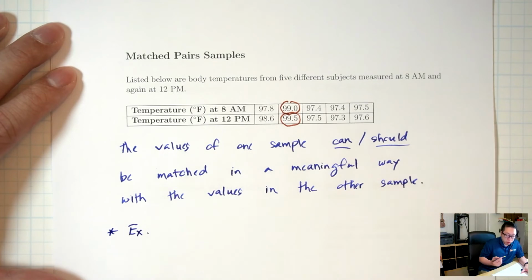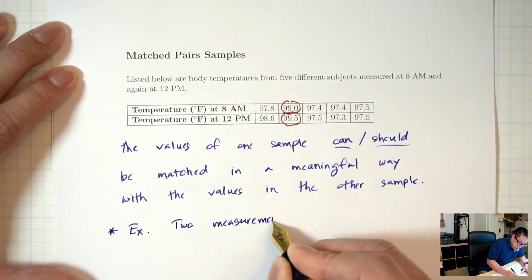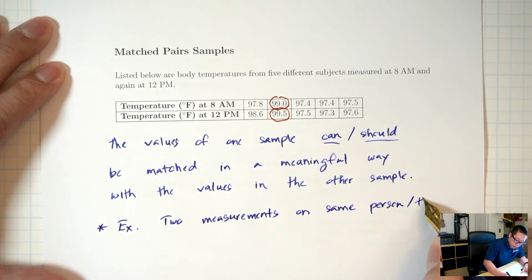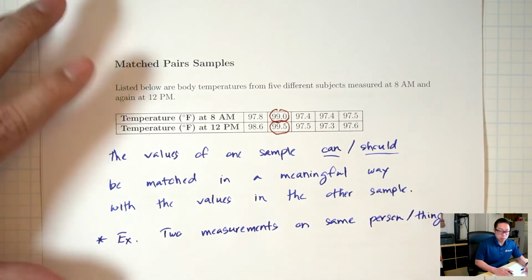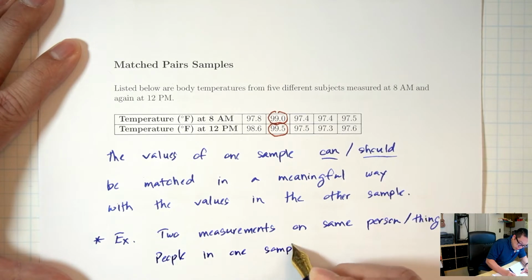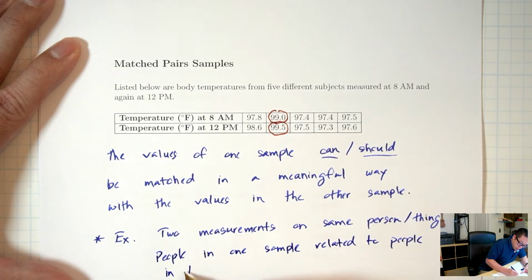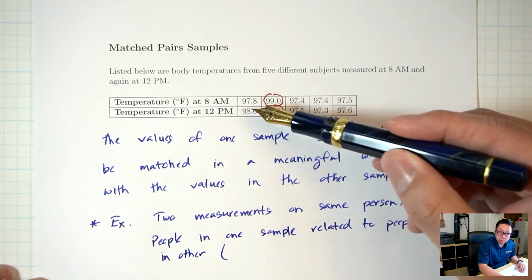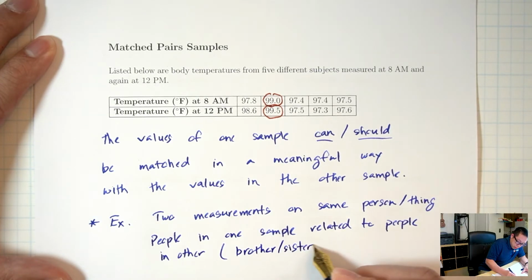One is this situation where we're taking two measurements on the same person. Same person or thing. And then the other situation is where the people in one sample are related to the people in the other. So for example, you may have brother-sister pairs or parent-child pairs.